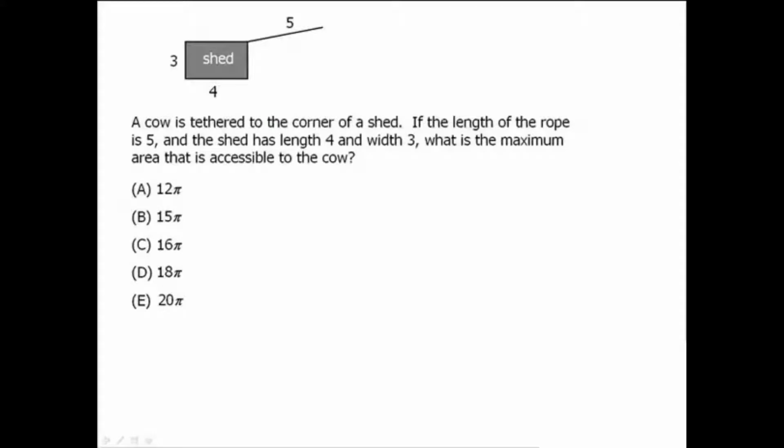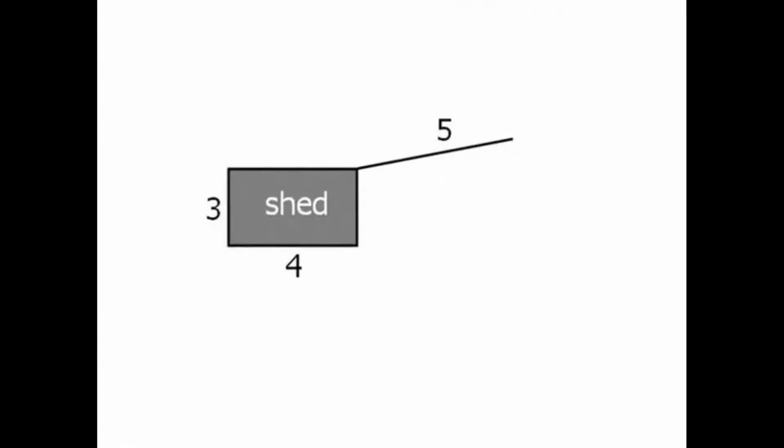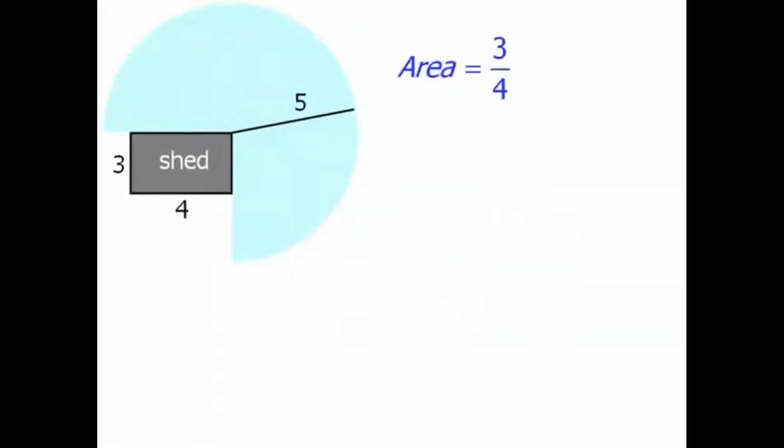As you will see, the cow has access to 3 distinct regions. We're going to examine each region individually. First, notice what happens when the cow travels both clockwise and counterclockwise. It has access to the following region. This region is 3/4 of a circle with radius 5. So the area of this region will be 3/4 times pi times 5 squared, which simplifies to be as follows.